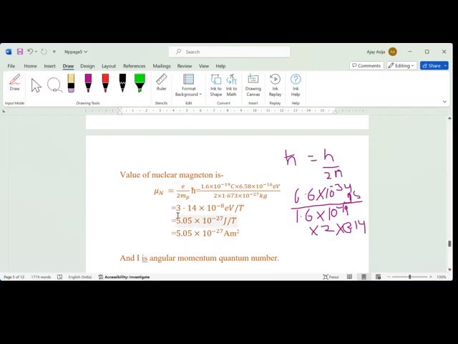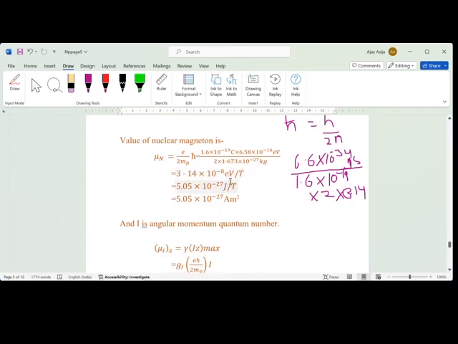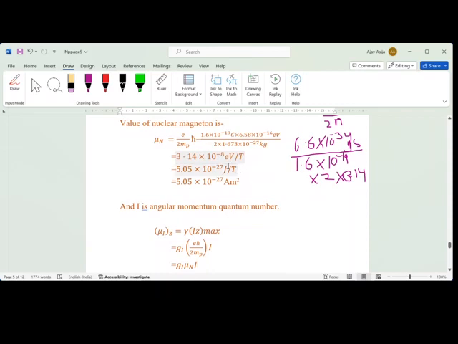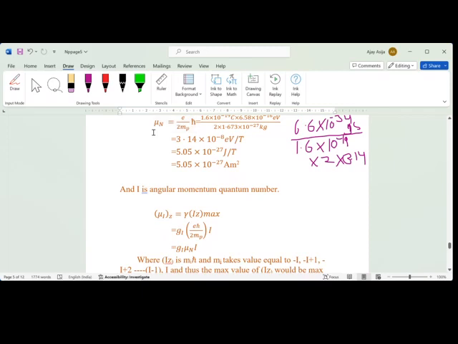So mu n will become 3.14 into 10 raised to power minus 8 electron volt per Tesla. If we do not divide it by 1.6 into 10 raised to power minus 19, then the result will be in joule per Tesla, and it will be 5.05 into 10 raised to power minus 27, and joule per Tesla can be replaced with ampere meter square. So the value of nuclear magneton will be equal to 5.05 into 10 raised to power minus 27 ampere meter square.